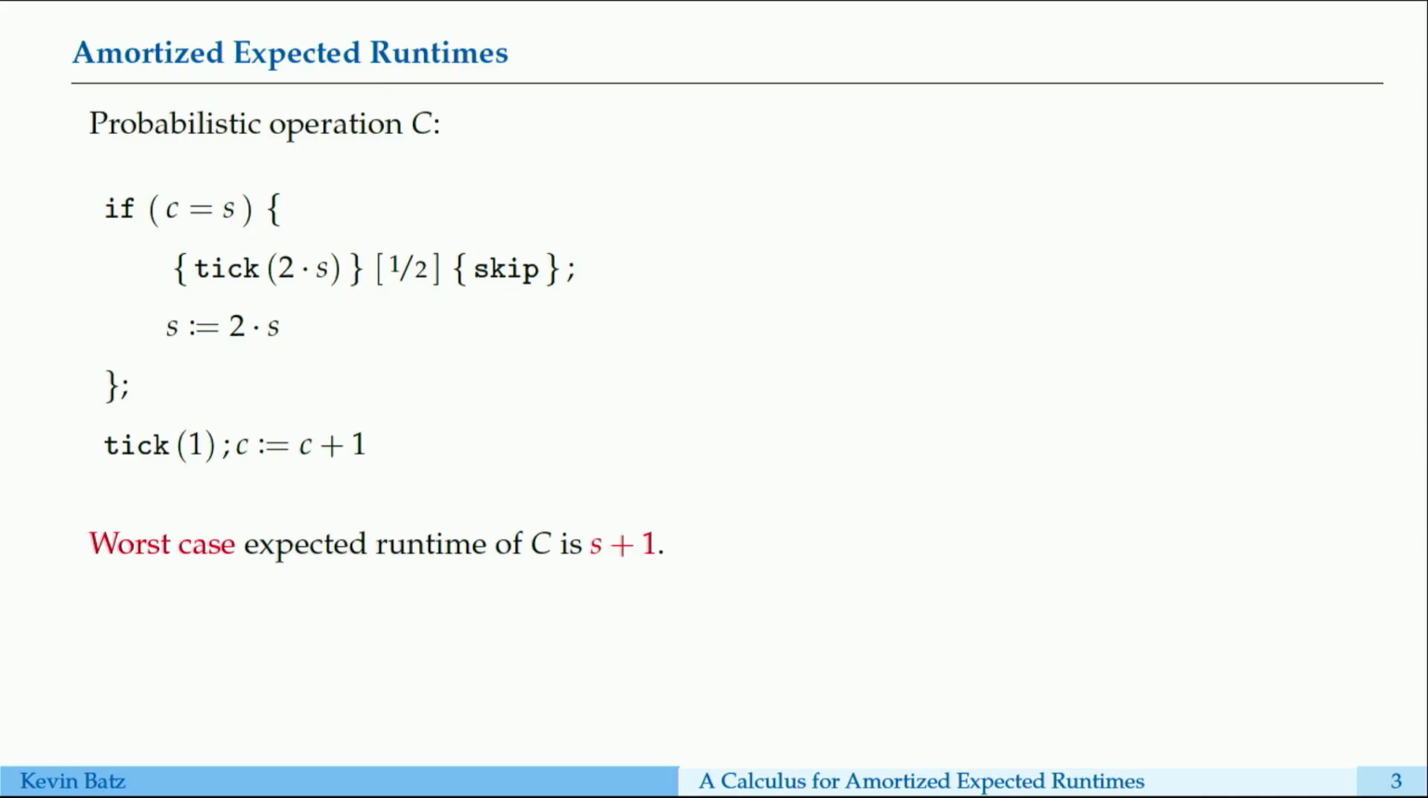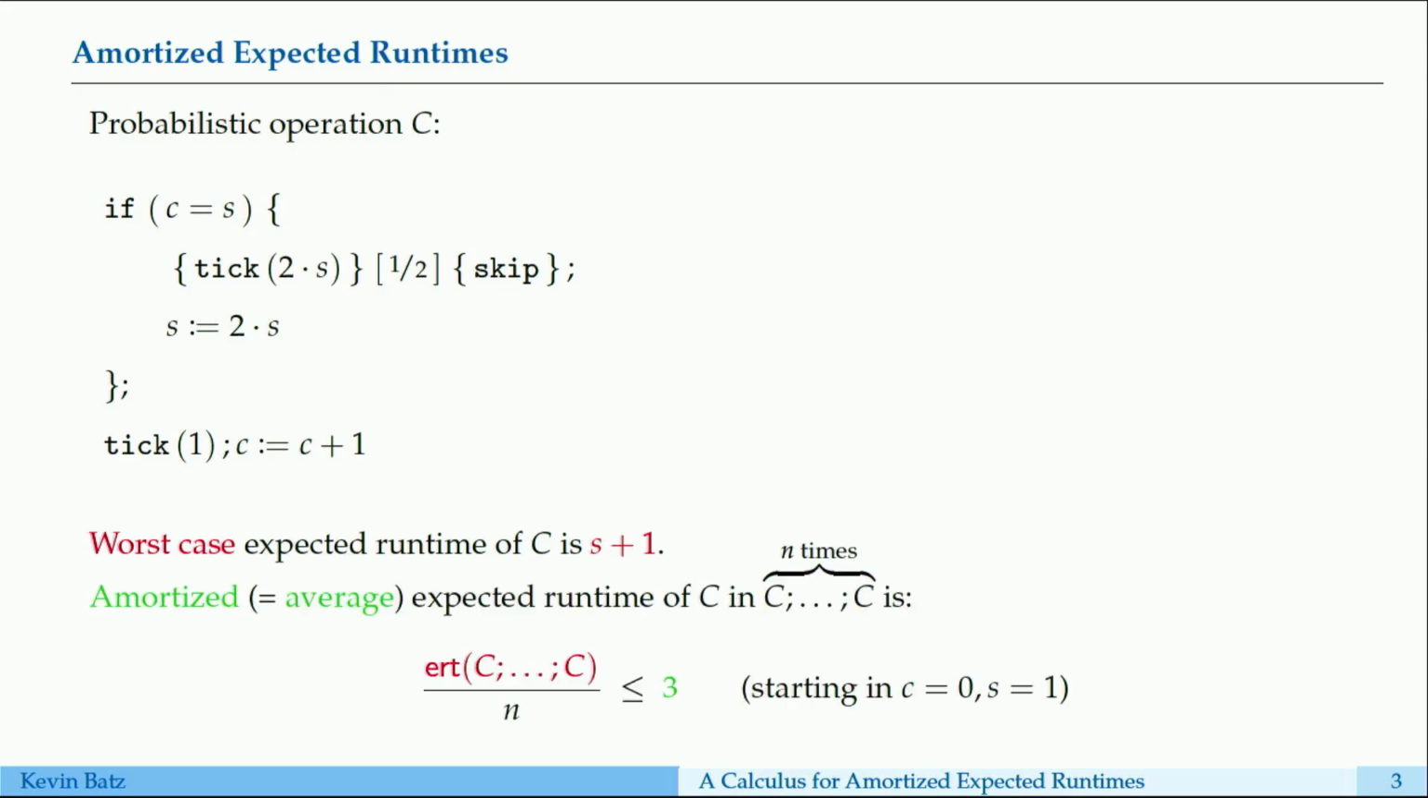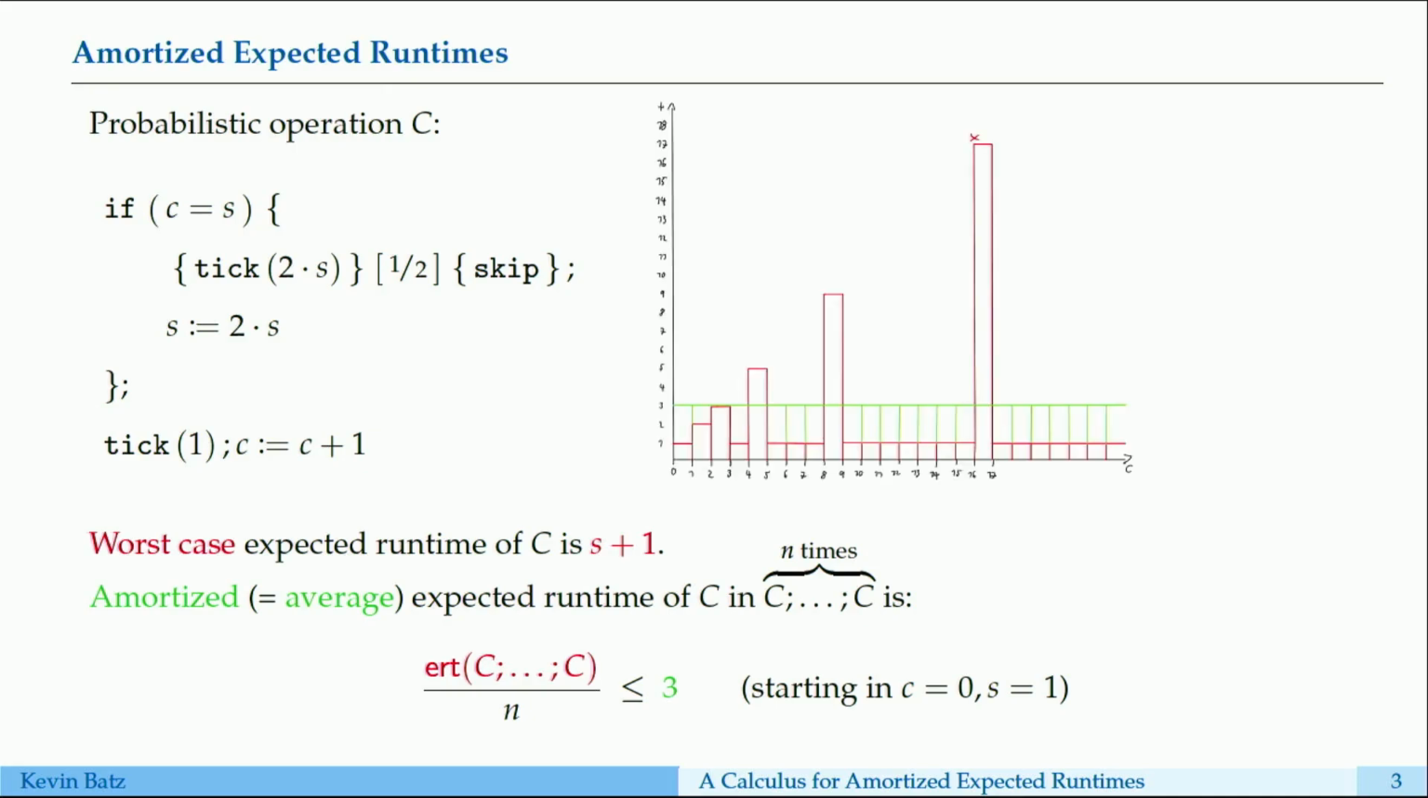However, and this holds especially for data structure operations that you typically execute not only once but multiple times, considering the worst case runtime can be too pessimistic, in particular if those worst cases are very rare. So in amortized analysis, we are interested in determining what is called the amortized, which is basically another word for average, expected runtime of an operation like this if we execute it multiple times and put it into sequence. So for this operation, one can show that indeed its average or amortized expected runtime is upper bounded by a constant.